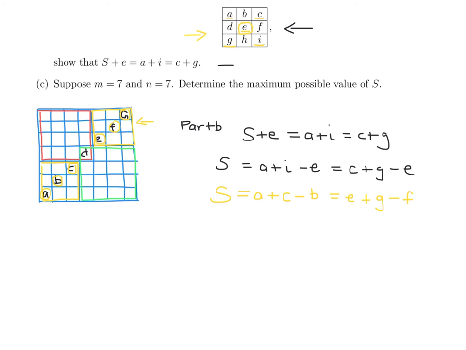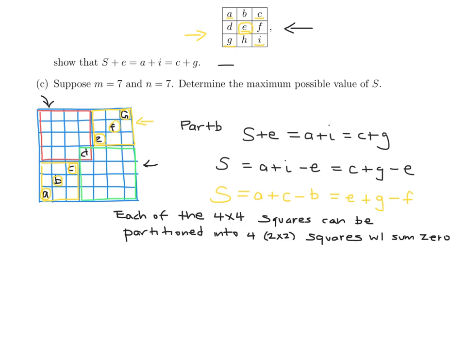Okay, so now each of those 4x4 squares, the ones that I drew, the red one and the green one over on the diagram, here's the red one, and here's the green one, can be partitioned into 4 2x2 squares and therefore have a sum of 0. And that's entirely based on the definition of the question. So that means that the entire 7x7 square, which is the whole square, has the following sum, and we can call it S for sum.